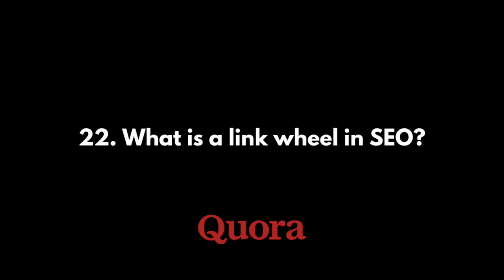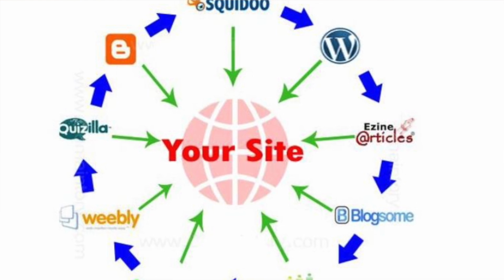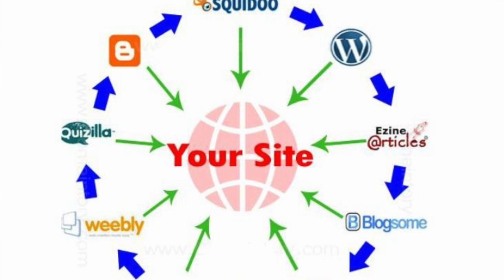Question number 22 is, what is a link wheel in SEO? So this is an old school tactic that involved linking Web 2.0 properties together with the idea that each would piggyback off the authority of each property. It actually did work, but a more modern and safer strategy is to replace Web 2.0s with editorial links.